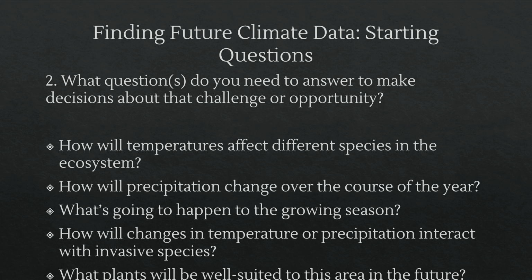What's going to happen? One we've talked about today is invasive species, and that's the one I just enjoy talking about. So how are temperature and precipitation going to affect invasive species versus your native species? And then what plants will be well suited to the area in the future? Andrew just mentioned that as well. So what's here now is probably not going to be what's suitable into the future, and that's going to affect your plant community structure.